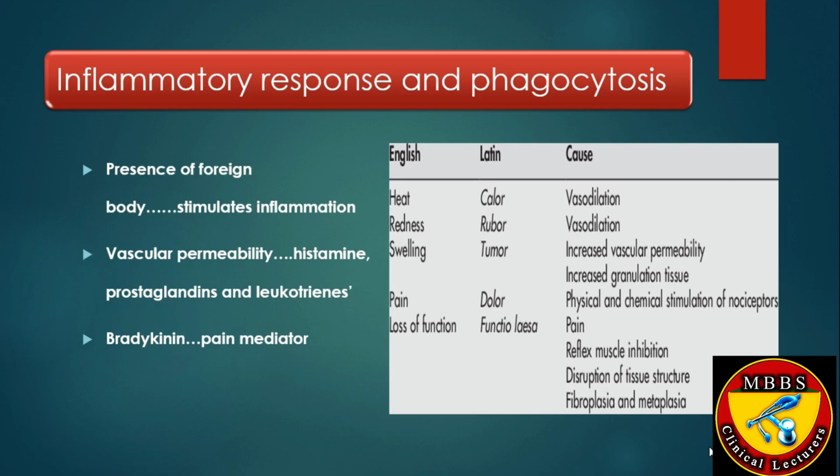The heat and redness are because of the vasodilatation, and because vascular permeability is increased in inflammation in response to the histamines, prostaglandins, and leukotrienes, which are produced from the mast cells and other cells. Also, the swelling is again due to the increased vascular permeability. The pain is because of the stimulation of the nociceptors and release of bradykinin, and the loss of function can be due to the pain, because of the reflex muscle inhibition and other factors. So whatever the reason is, the inflammation begins.